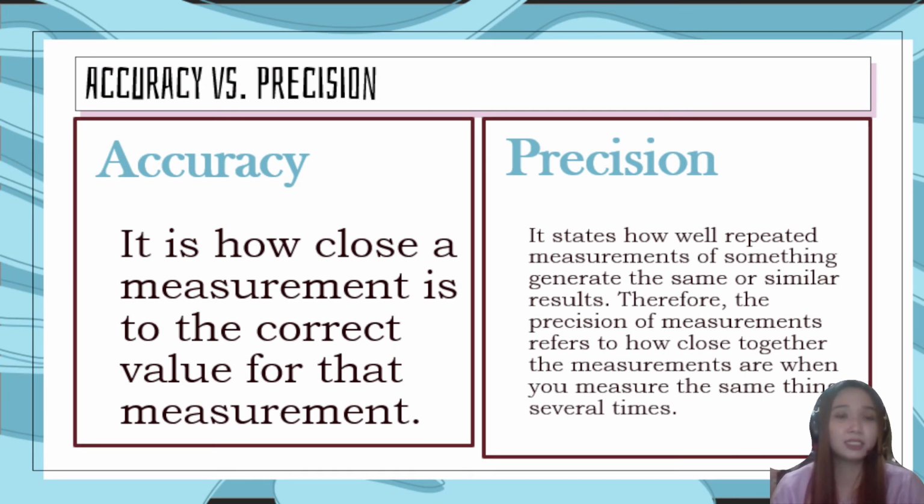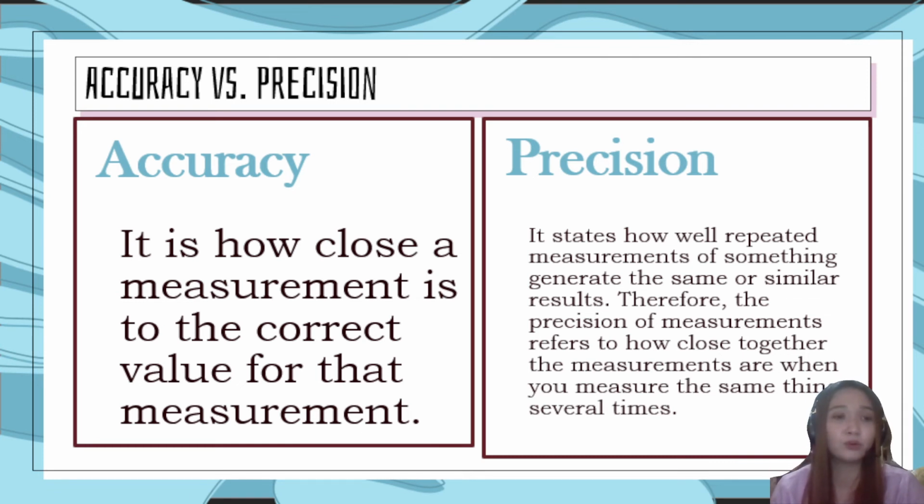Okay, next is accuracy and precision. So the difference between these two is that the accuracy tells us how close a measurement is to the correct value for that specific measurement, and precision is how frequent that value is repeated in your results, and the measurements refer to how close they are to one another.